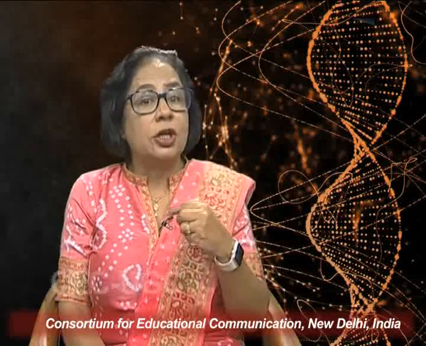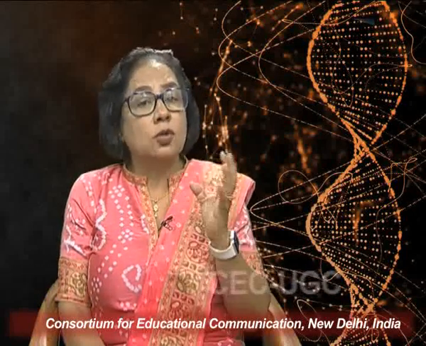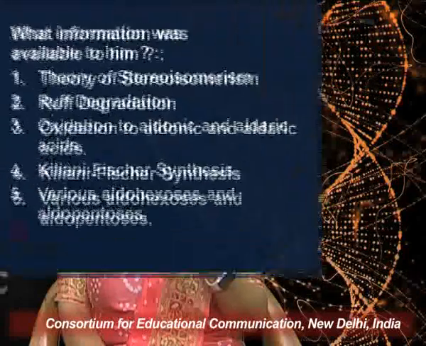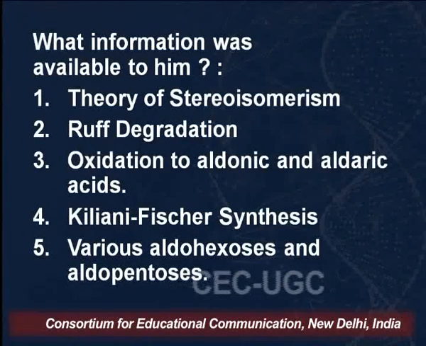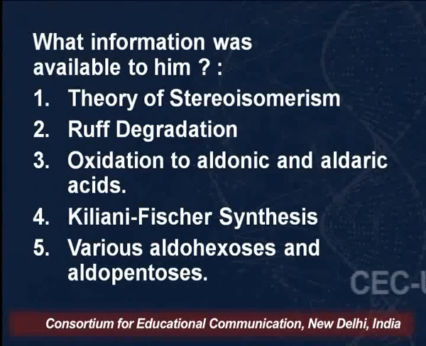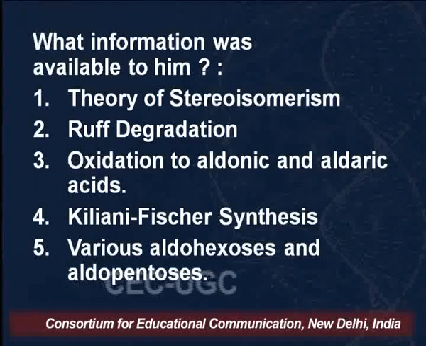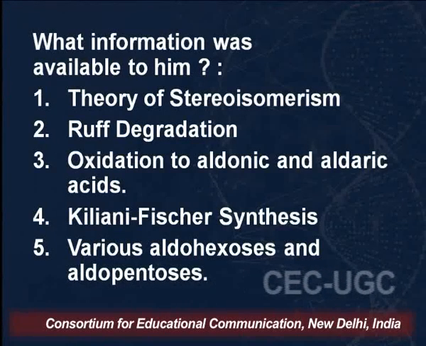And now when he had to assign configuration to the molecule of glucose or to the other molecules also, mannose, arabinose, what was available to him? Very little knowledge was available to him. The theory of stereoisomerism was available to him, which was given by van't Hoff and Le Bel. Van't Hoff and Le Bel had said that if the carbon is sp3 hybridized, it will have tetrahedral structure. And if it has tetrahedral structure and the four groups attached to the carbon are different, that molecule will be chiral.